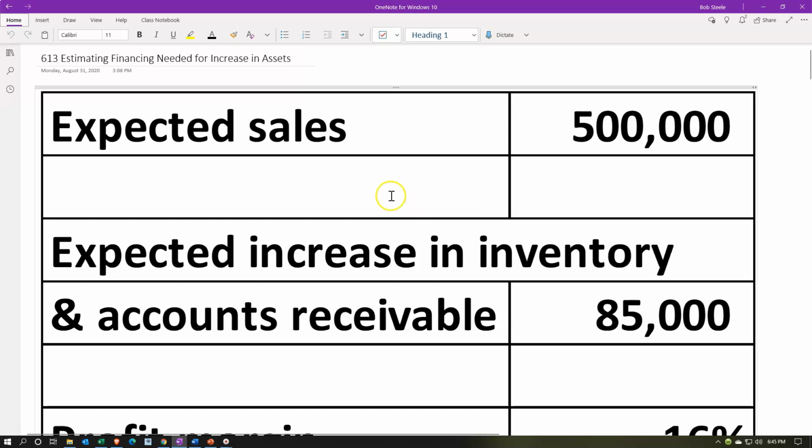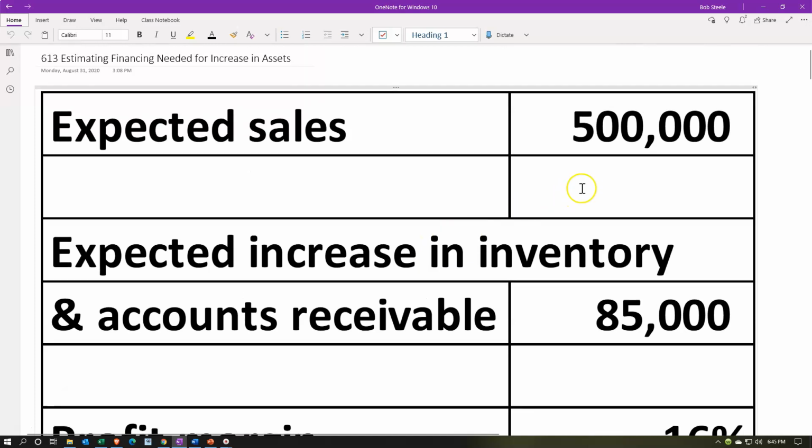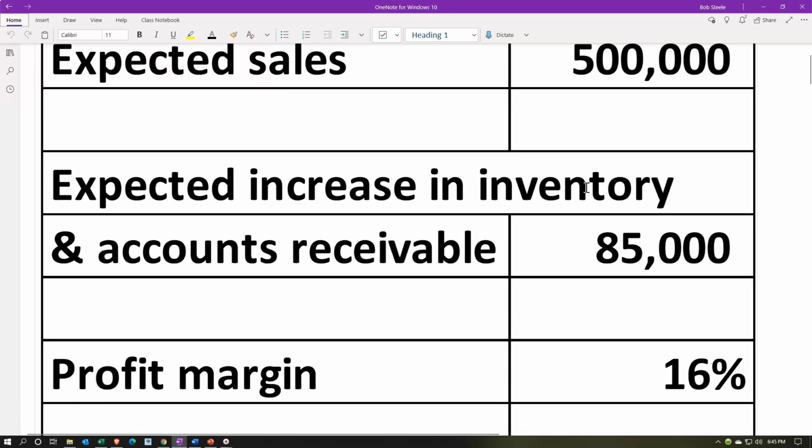So we have the expected sales in our data, that's going to be the 500,000. There's going to be an expected increase in inventory and accounts receivable. Note that an increase in sales could result in an increase in the assets. For example, we might expect an increase in the accounts receivable as a result of sales on account, and possibly need an increase in the assets in order to accommodate an increase in sales.